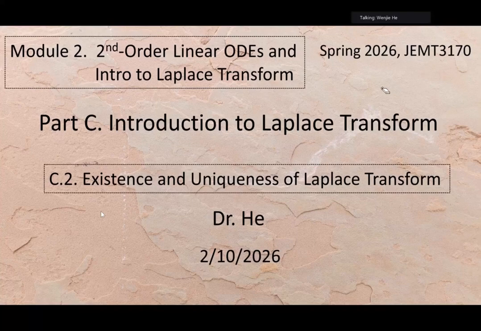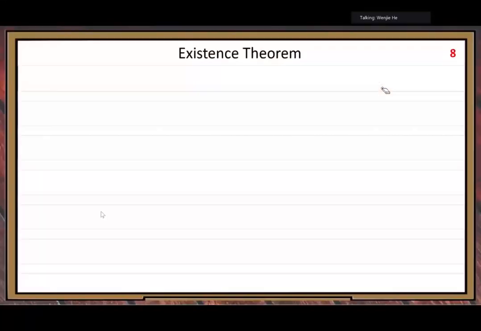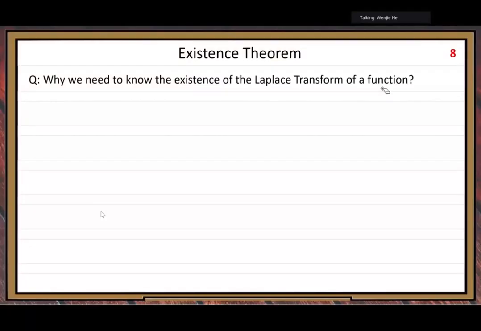That condition, but we still need to check that condition sometimes. All right, the existence theorem. Why do we need to know existence? Because sometimes if the function does not have a Laplace transform, we cannot do it. You cannot take the Laplace transform.